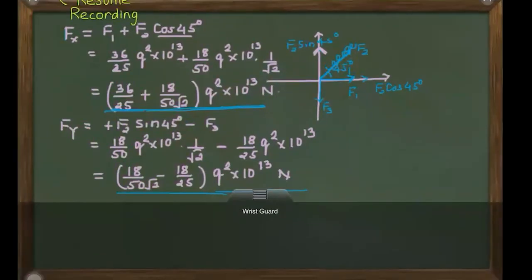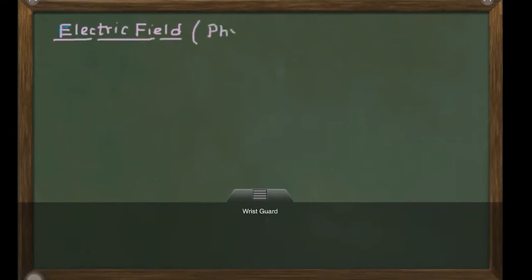Now, the next topic is electric field. This is one important topic, electric field. At first, we should know about its physical appearance, physical significance, and then its numerical value.